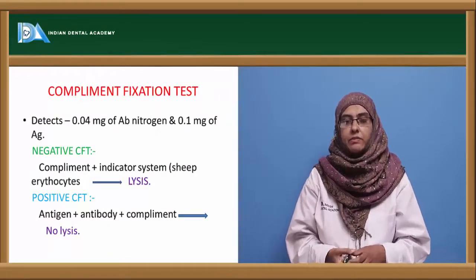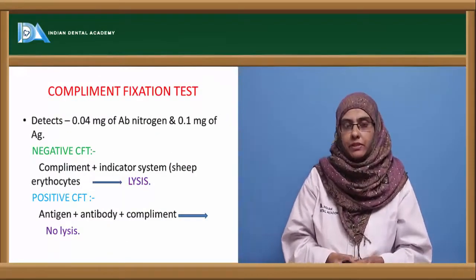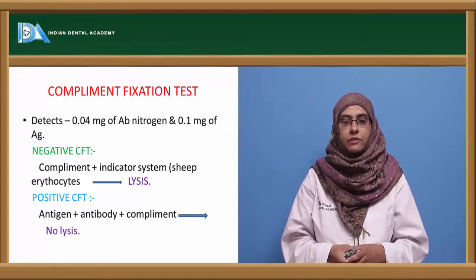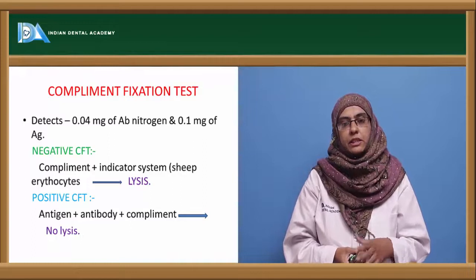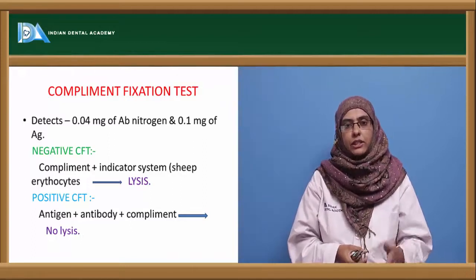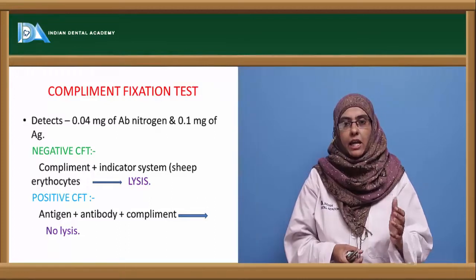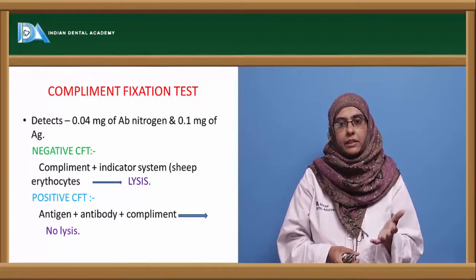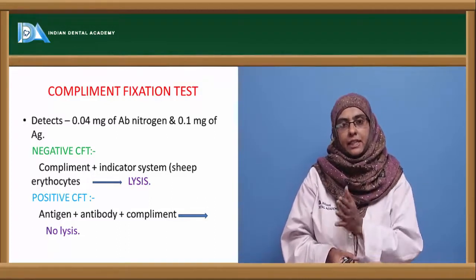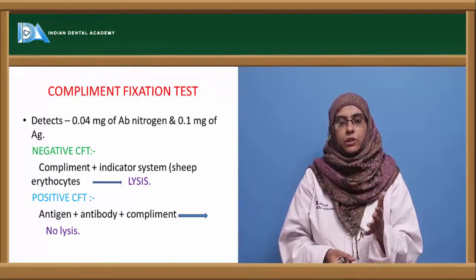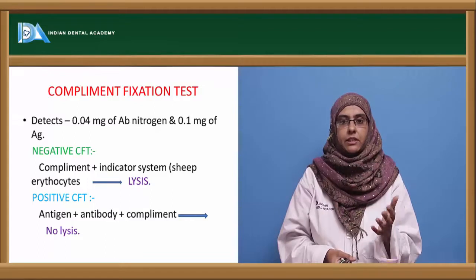Next is a complement fixation test. Complement fixation test means the use of complement proteins. Now as we all know, complement proteins are nothing but the serum proteins that usually circulate along with the antibodies. They are very heat labile, and they carry out a reaction which is called a cascade reaction in order to form the pores or the lysis of the antigen along with the antibody.